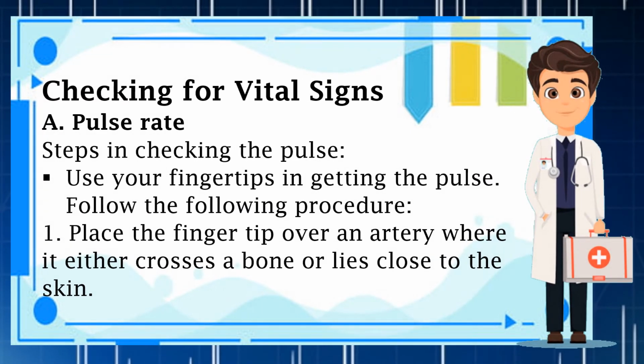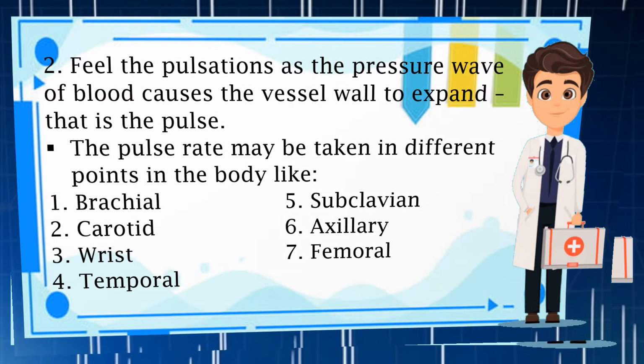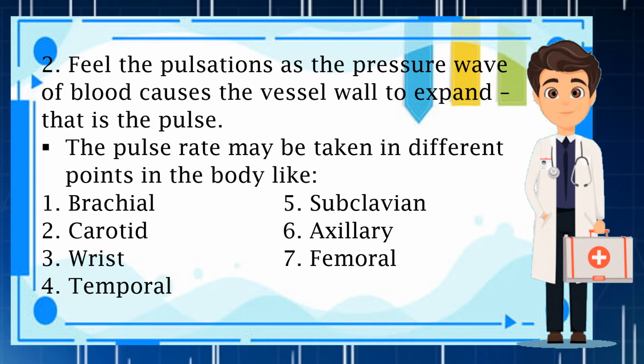Checking for vital signs. For pulse rate, steps in checking the pulse. Use your fingertips in getting the pulse. Follow the following procedure. Number 1. Place the fingertip over an artery where it either crosses a bone or lies close to the skin. Number 2. Feel the pulsation as the pressure wave of blood causes the vessel wall to expand. That is the pulse. The pulse rate may be taken at different points in the body like brachial, carotid, wrist, temporal, subclavian, axillary, and femoral.